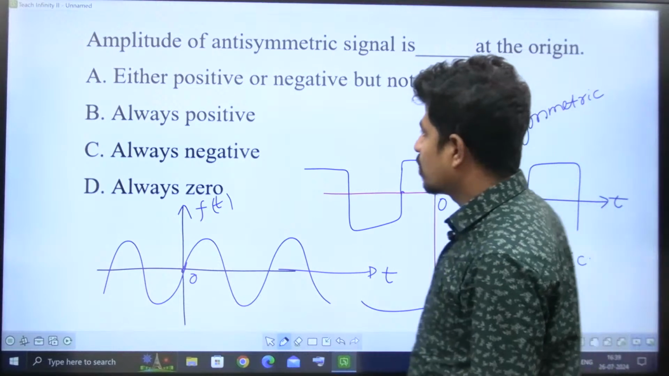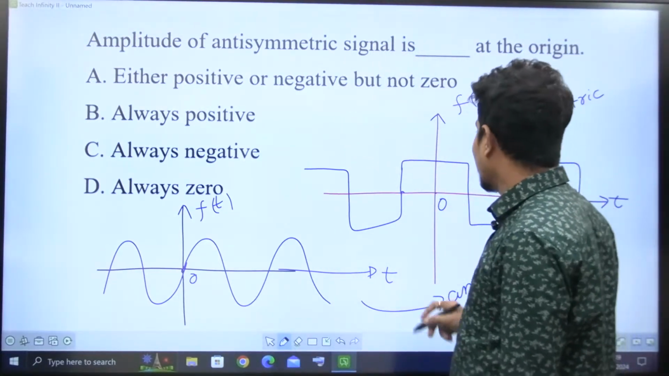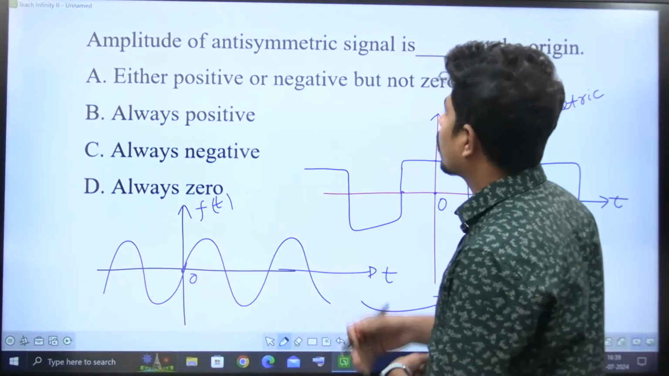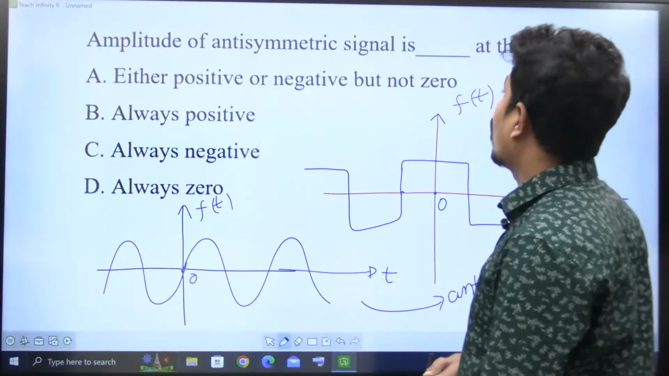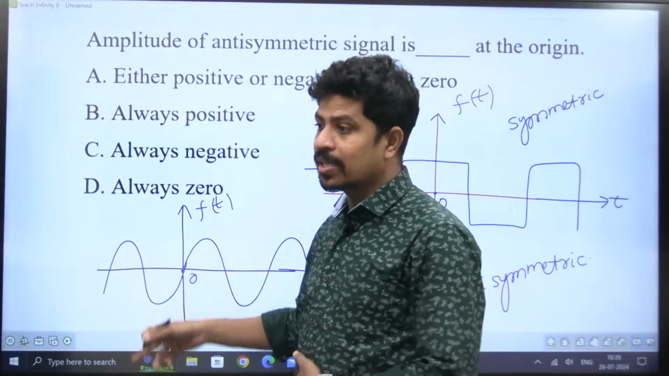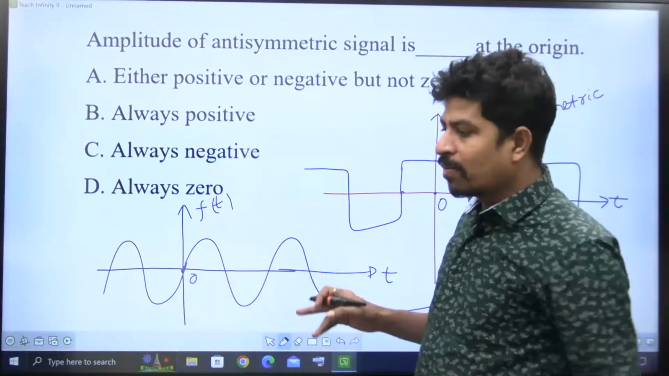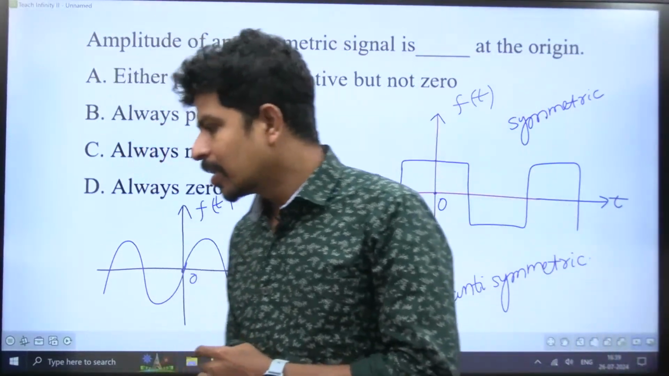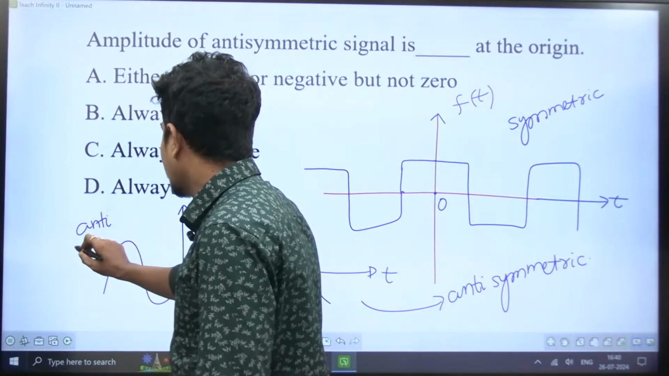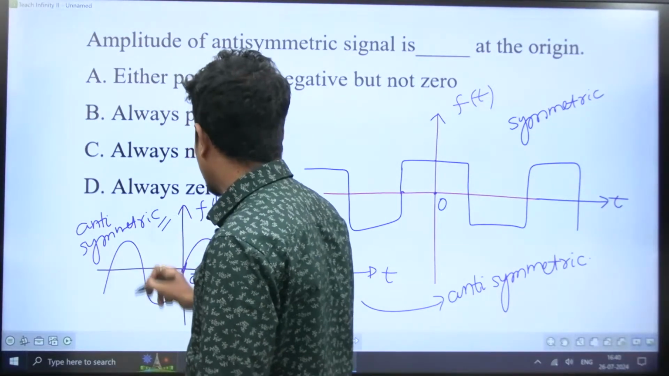So if you observe, for a signal to be symmetric, definitely some value should exist at 0. The options are about the amplitude of an anti-symmetric signal. This is an example of an anti-symmetric signal. Don't think that, sir, this is the only anti-symmetric one. No, this is one example of anti-symmetric, right? Yes, Ajay, this is anti-symmetric.